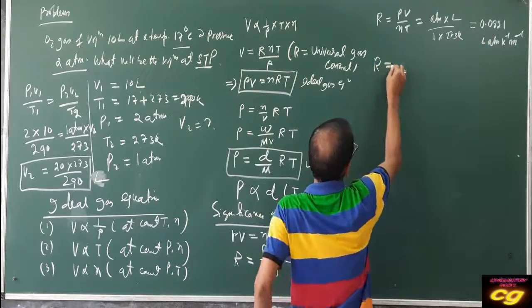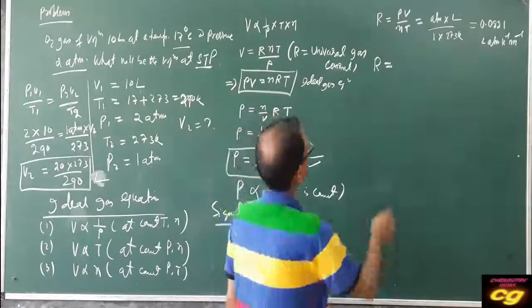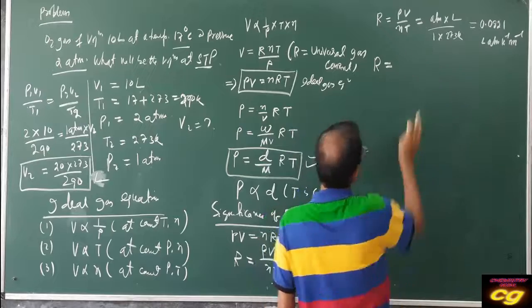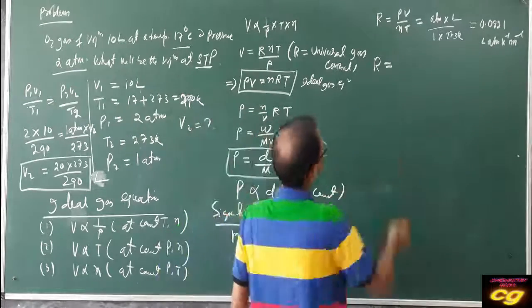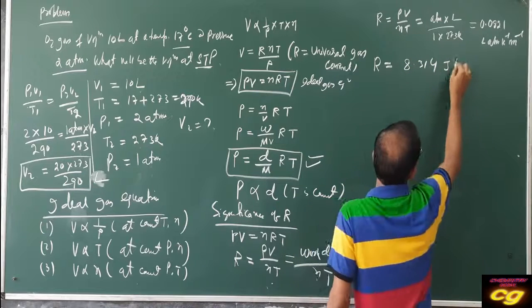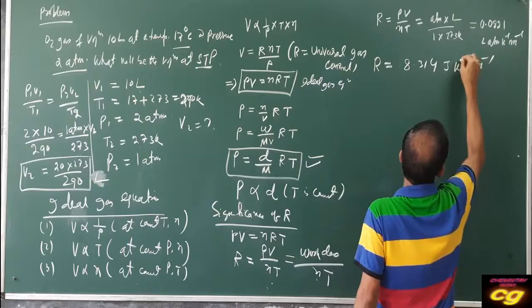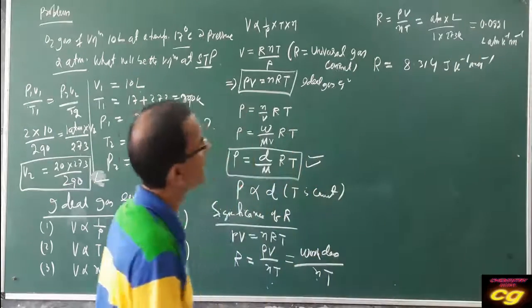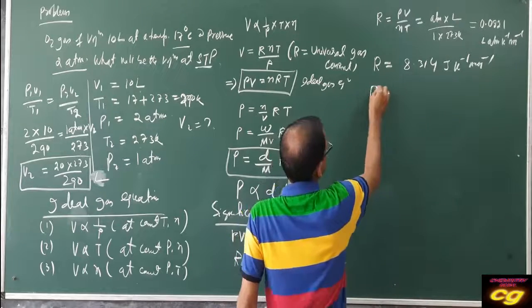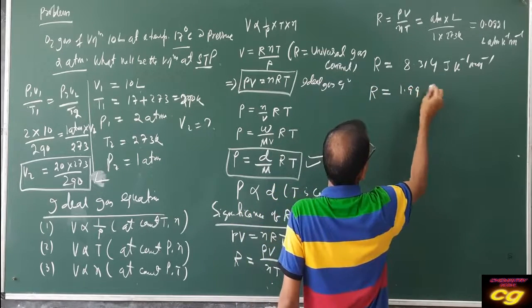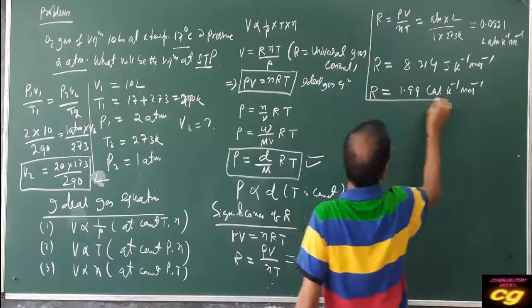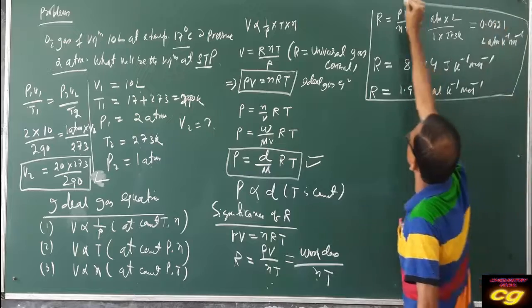R can also be expressed in terms of joule. If pressure is taken in Newton per meter square, and volume in meter cube, then R will be 8.314 joule per degree per mole. This is the unit of R in MKS, in joule. Then if you convert it into calorie, R will be 1.99 calorie per degree per mole. So remember, this is a very important value of R.